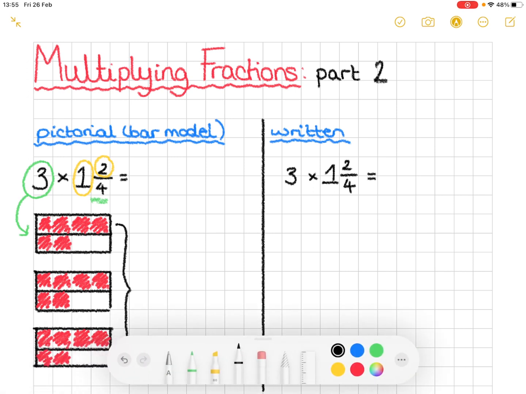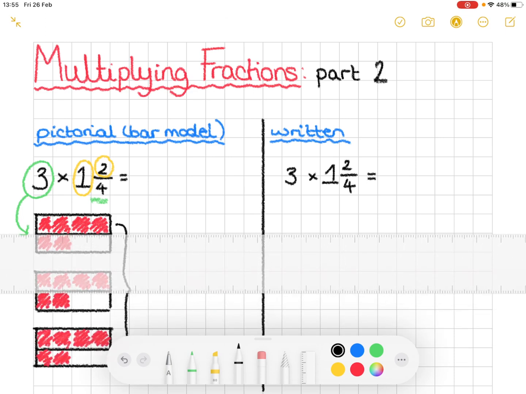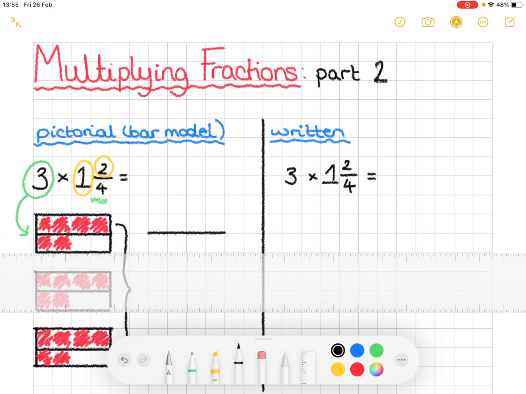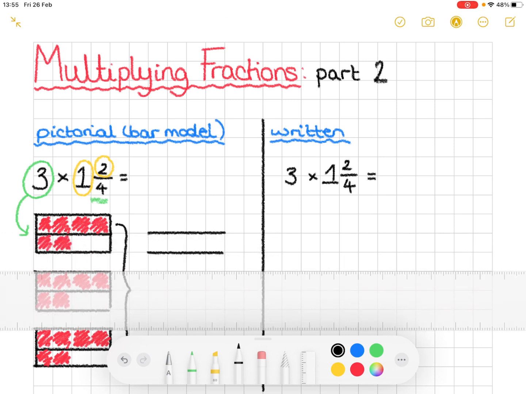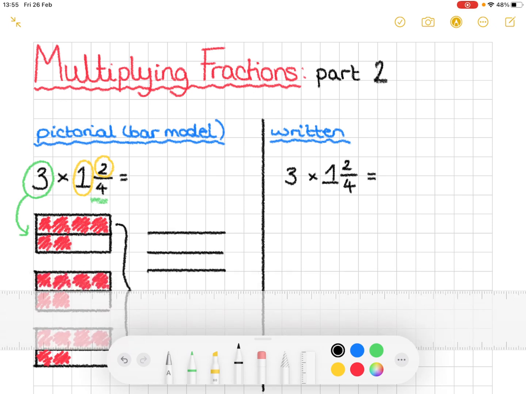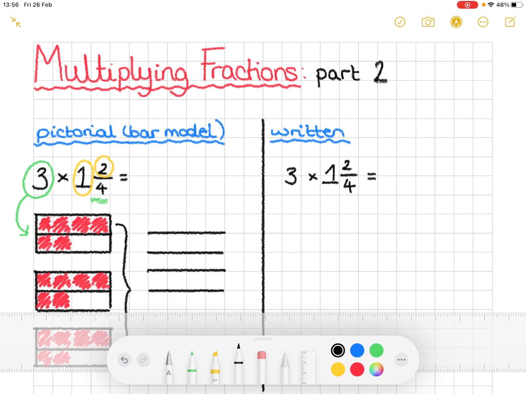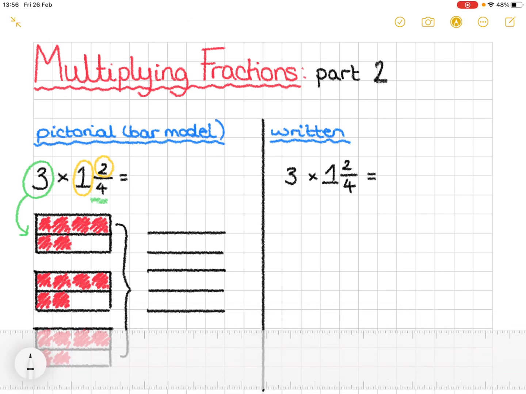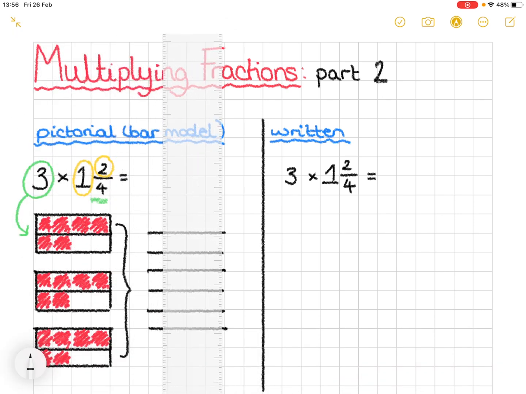So we have 1, 2, 3 full bars. So we'll start up here. So we've got, that's 1, 2, 3 full bars, and we have got 2, 4, 6 shaded. So we've got those here. Okay, just looks like a load of lines now. You will see in just a moment what we are talking about.